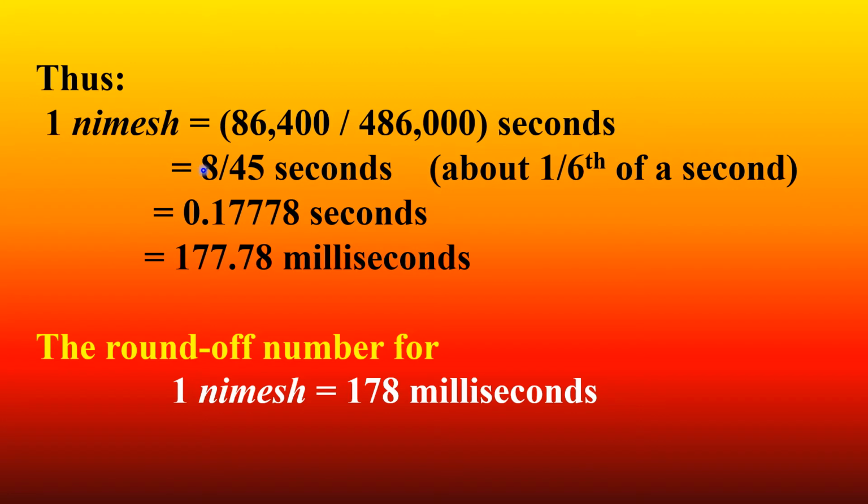Thus, 1 nimesh equals 86,400 divided by 486,000, which is equal to 8 divided by 45 seconds, about 1/6 of a second, which is equal to 0.17778 seconds, or equal to 177.78 milliseconds. The round off number for one nimesh therefore is 178 milliseconds.